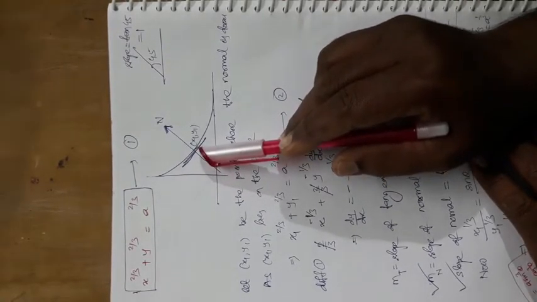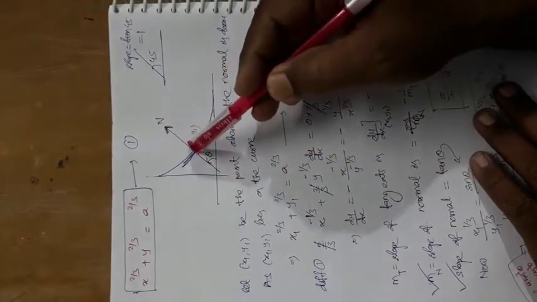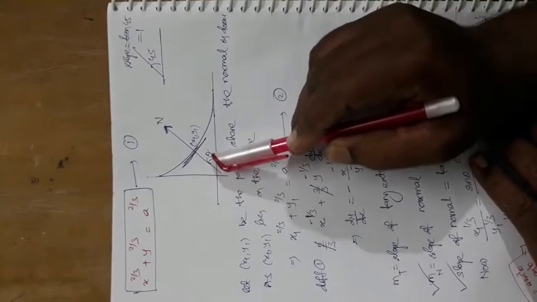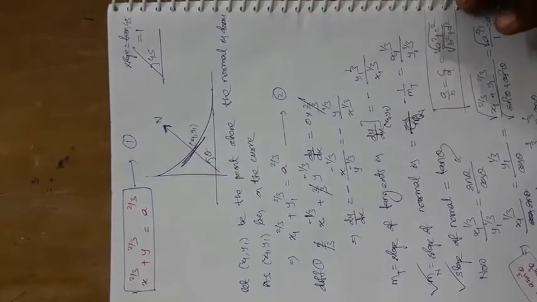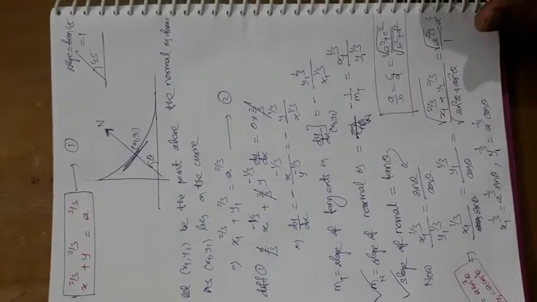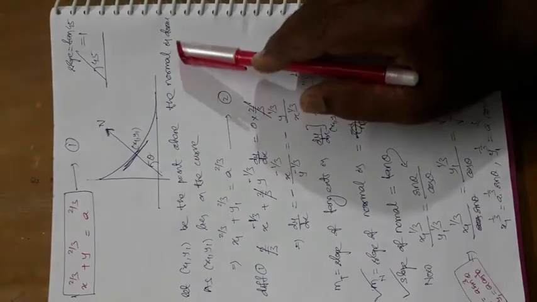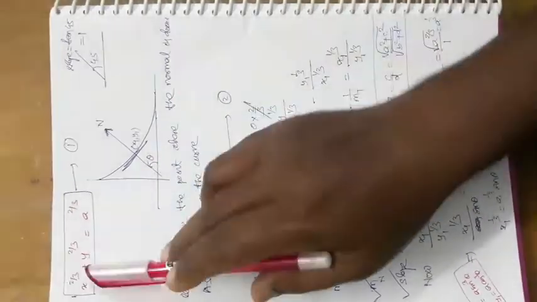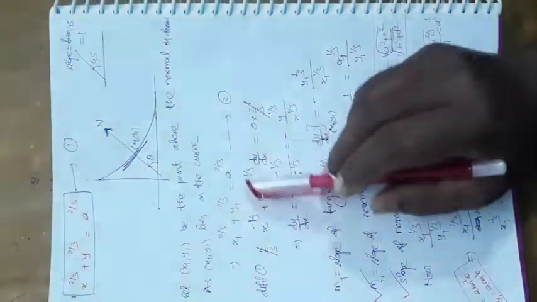The point coordinate, I am taking it as x1, y1, and when I draw the normal at this point, it makes an angle theta. Then we find the equation of the normal. Look here. Since the point x1, y1 is on the curve, naturally x1 to the power 2/3 plus y1 to the power 2/3 is a to the power 2/3.